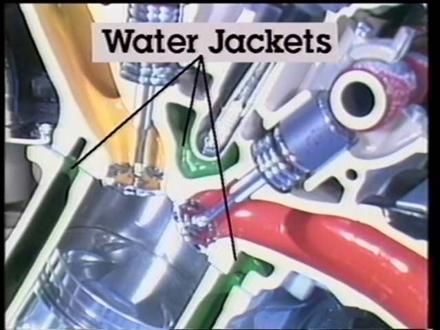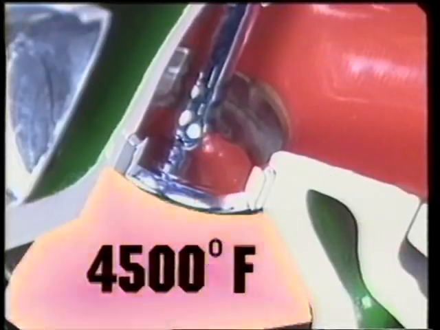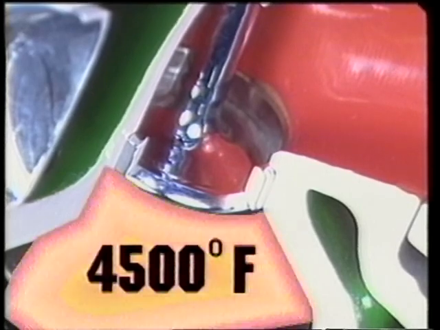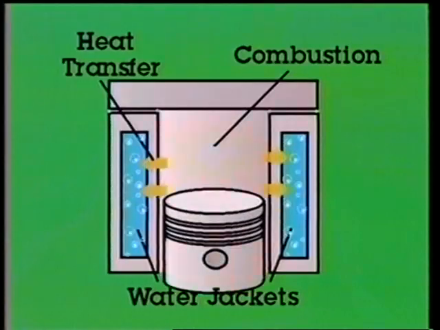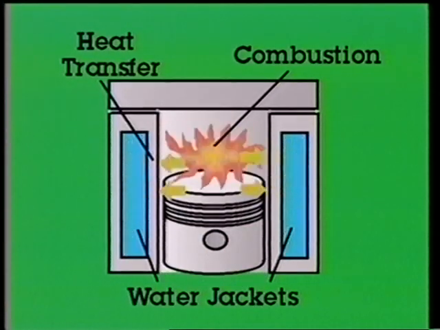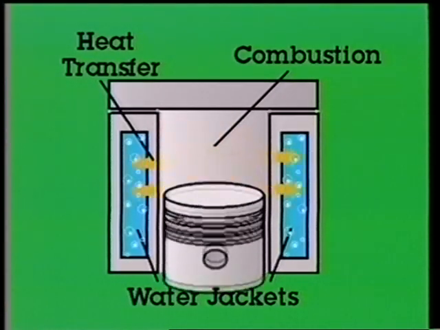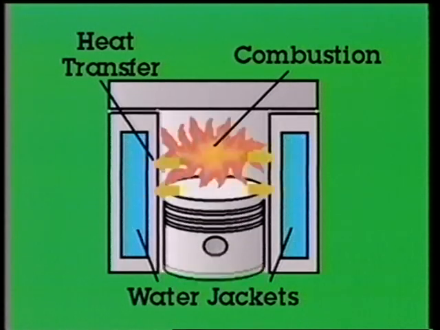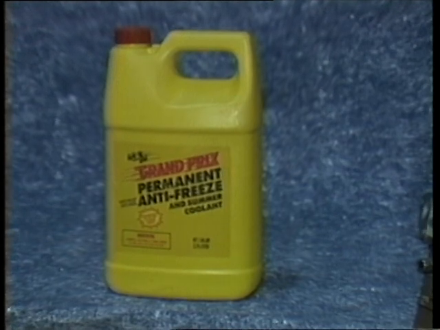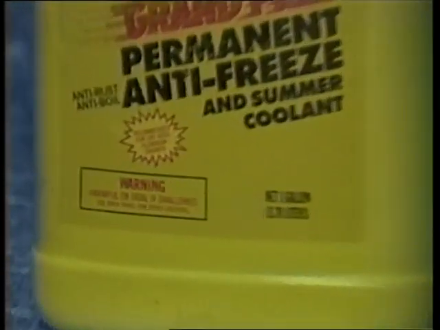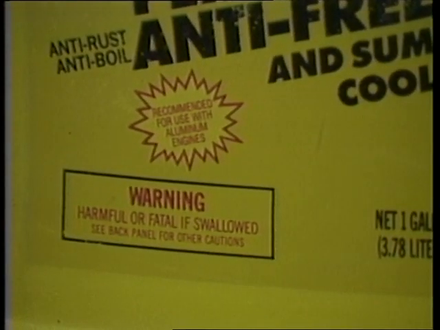Water jackets are the hollow areas in the head and block for coolant flow. They surround the hottest areas in the engine and protect them from overheating damage. Since temperatures can exceed 4,500 degrees, metal parts would quickly start to melt or crack without proper coolant circulation. Water jackets collect excess heat caused by combustion and transfer it into a water antifreeze solution.